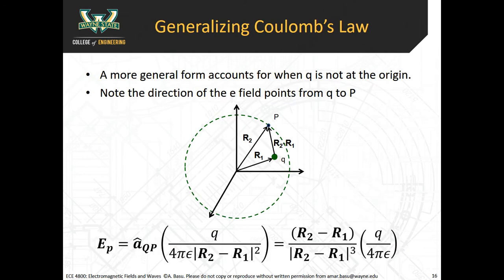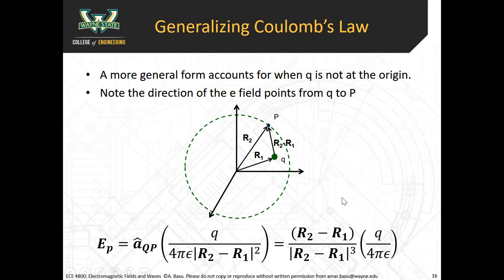All right, next, now that we've talked about what Coulomb's law is, we can generalize it. This more general form accounts for when Q is not at the origin. Suppose that the charge was not on the origin, and suppose that the observation point also is not at the origin. Instead of having Q just in the middle here, Q is somewhere out in three-dimensional space. So this is the charge, and then this is the observation point, P.